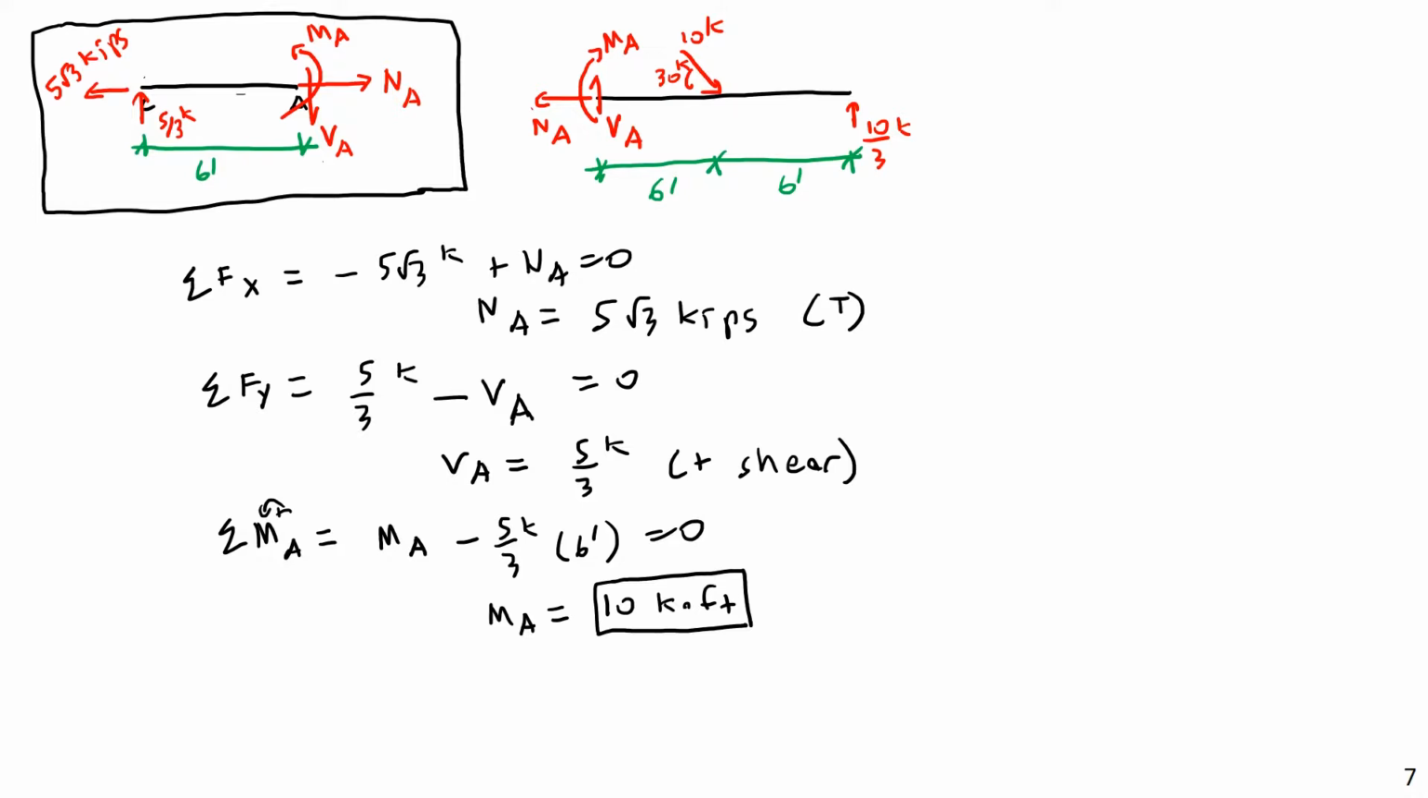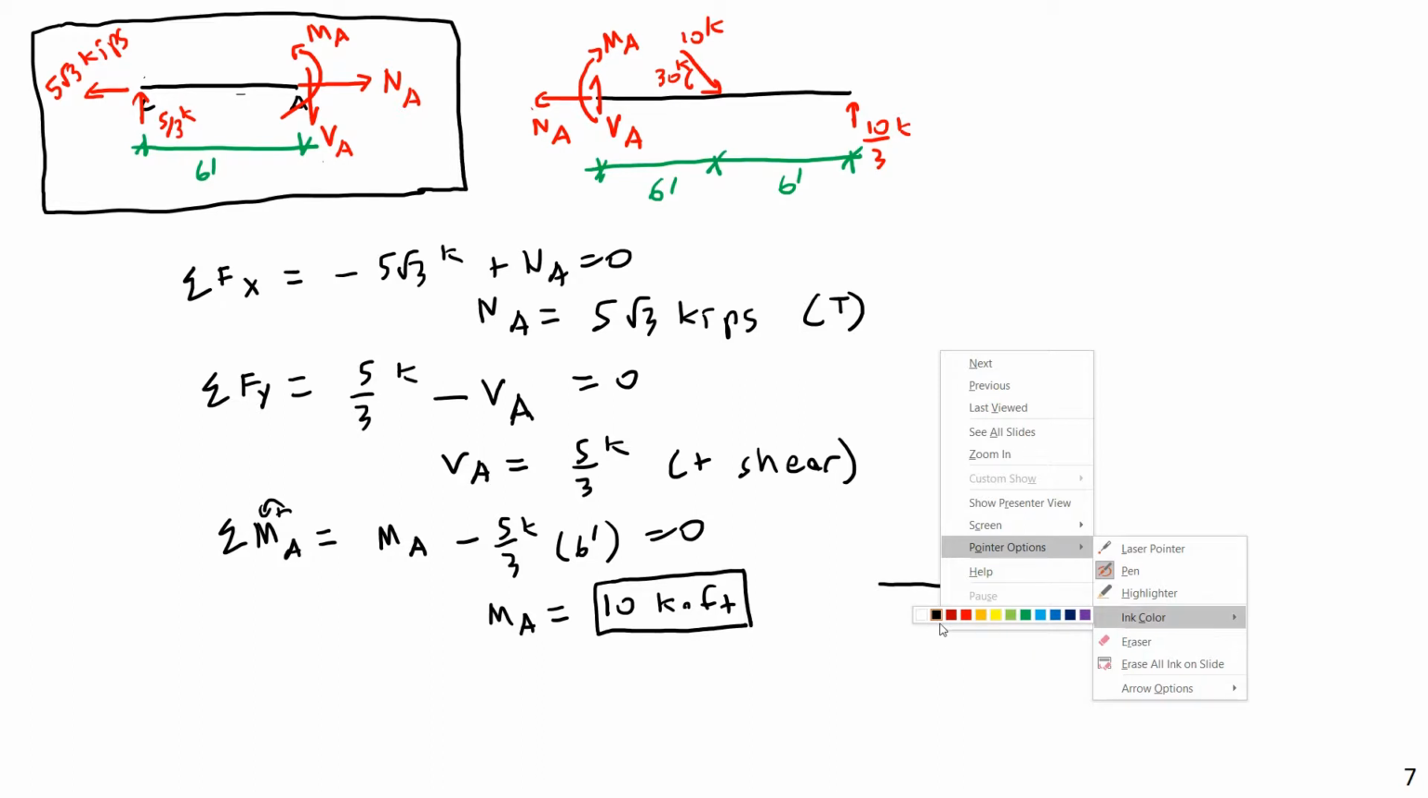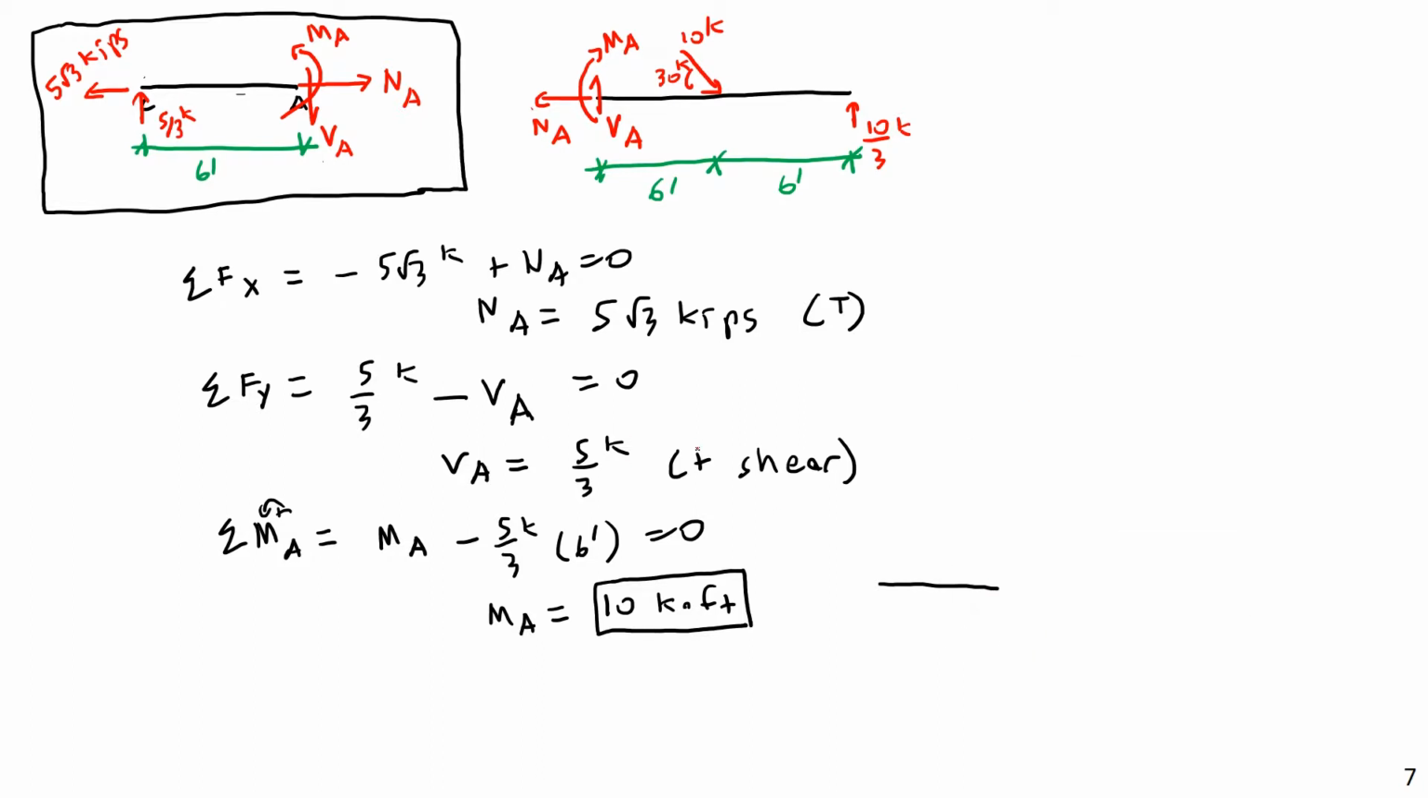MA equals 10 kip feet. And we now actually have all of the internal forces at this cut. So if I were to draw out this cut again, what I would know is that there is a tension force. Actually, go ahead and box all of these maybe, because these are our final answers.